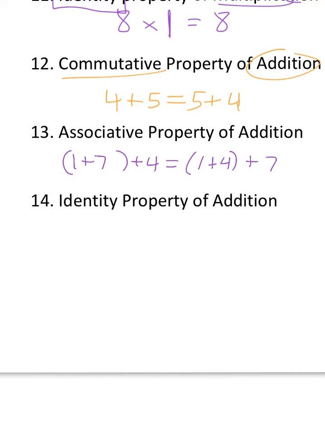It's the same thing because 1 plus 7 is 8, plus 4 is 12. 1 plus 4 is 5, sorry, and then add 7, it's 12. So bottom line, if you have three numbers and you're adding them all up, it doesn't matter what order you go in. Last two.